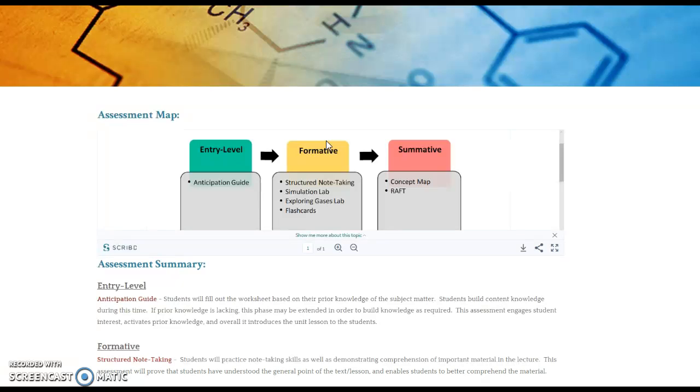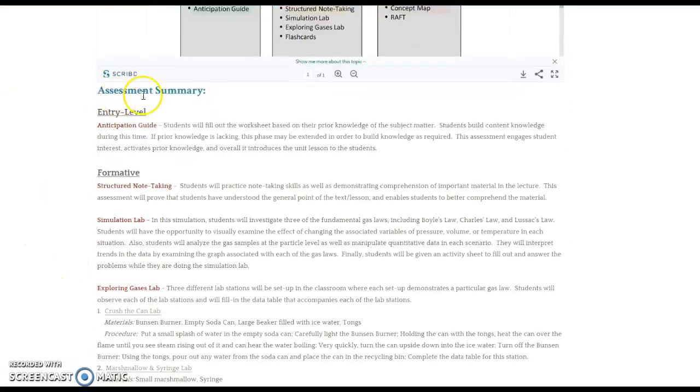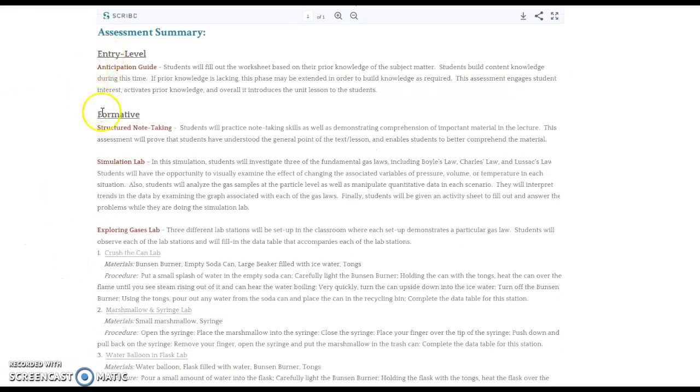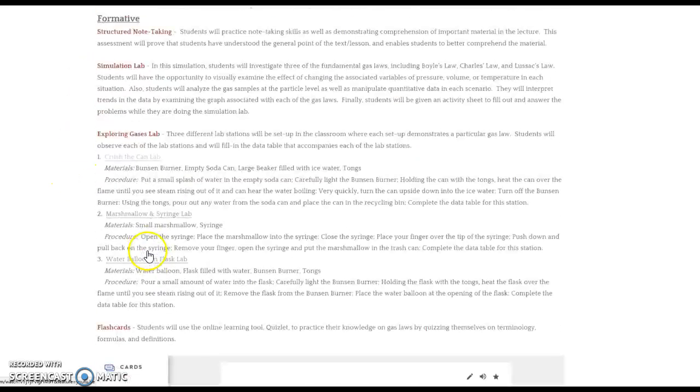That was the three lab stations on different gases. And lastly, flashcards using Quizlet. The summative assessment will be the concept map and also writing a RAFT. And for the assessment summary, it goes into more detail of what each type of assessment will require of them.